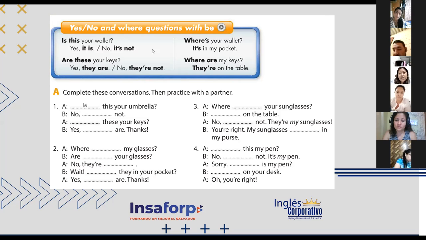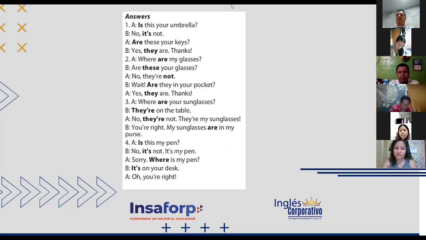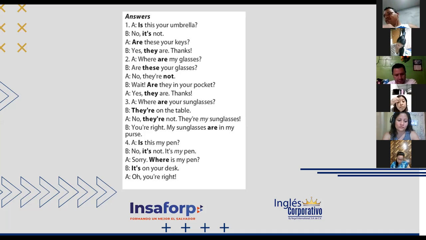So it's not really difficult. But what do you think? ¿Cómo sintieron el ejercicio? Un poquito difícil. It's practice. Okay. Well, so just to continue, we have the answers here. Aquí pueden encontrar las respuestas, cómo quedaban los ejercicios, para si quieren chequear. Is this your umbrella? No, it's not. Are these your keys? Yes, they are. Thanks. Where are my glasses?